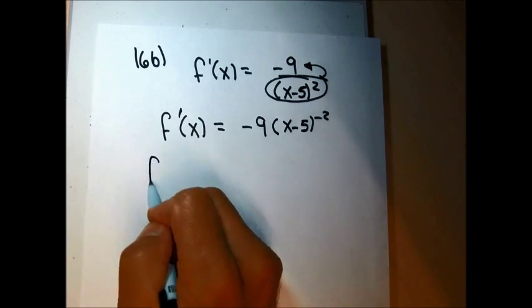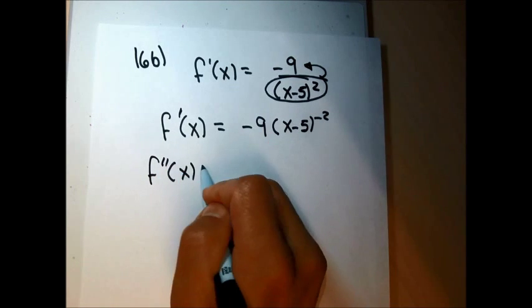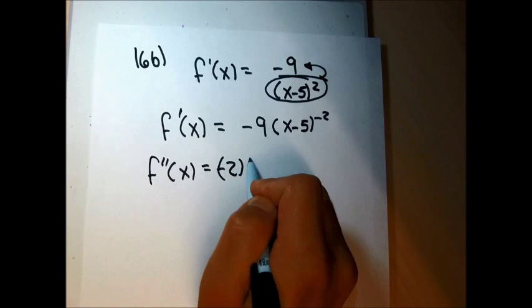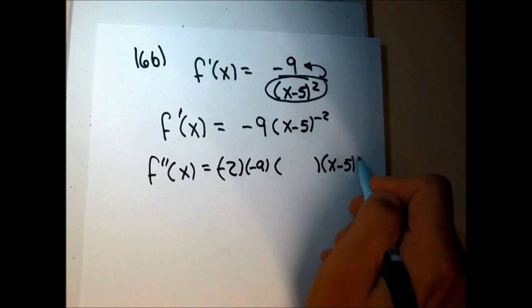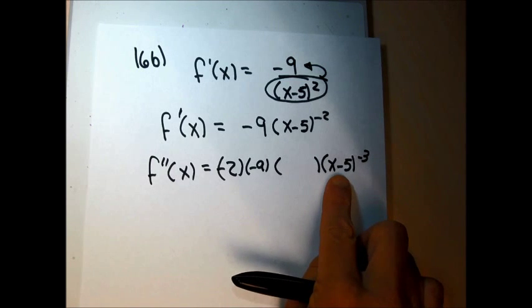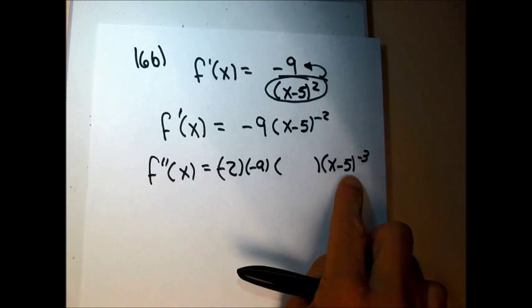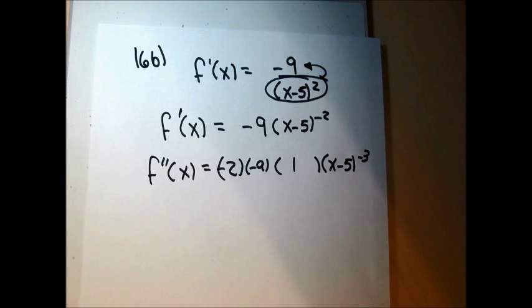So I'm going to write f double prime of x, multiply the exponent by the coefficient. So I'm going to go negative 2 times negative 9, leave myself some room, and then lower the exponent by 1 to negative 3. And where I left myself some room in the chain rule is to take the derivative of what was inside the parentheses. The derivative of minus 5 is 0. The derivative of positive x is 1. Finish the chain rule. Now I'm going to just clean this up.